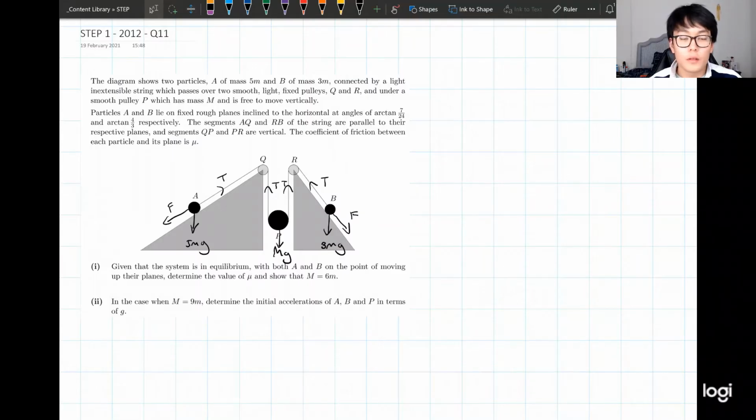Hello everyone, today we'll be looking at Step 1 2012 question 11.